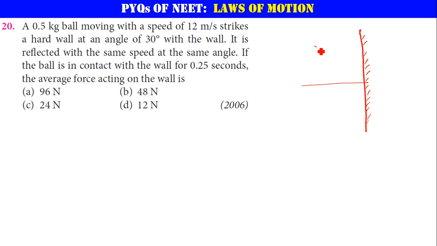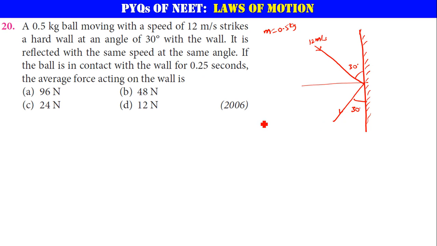So the ball is being projected at an angle of 30 degrees, and the mass is 0.5 kg. Initial velocity is 12 meters per second, and if this is 30, he said that it will also bounce back with the same angle, 30 degrees. It is reflected with the same speed and the same angle, so both of them are given as the same. Fine.